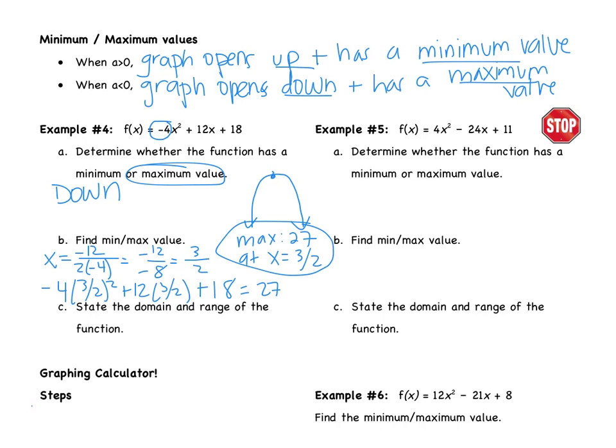Lastly, stating the domain and range. Your domain is going to be all real numbers. So again, your x value can take on anything. It goes indefinitely in both the positive and the negative direction. For the range, we know that 27 is our maximum, which means that the graph goes down from there. So our range is going to be y is less than or equal to 27.